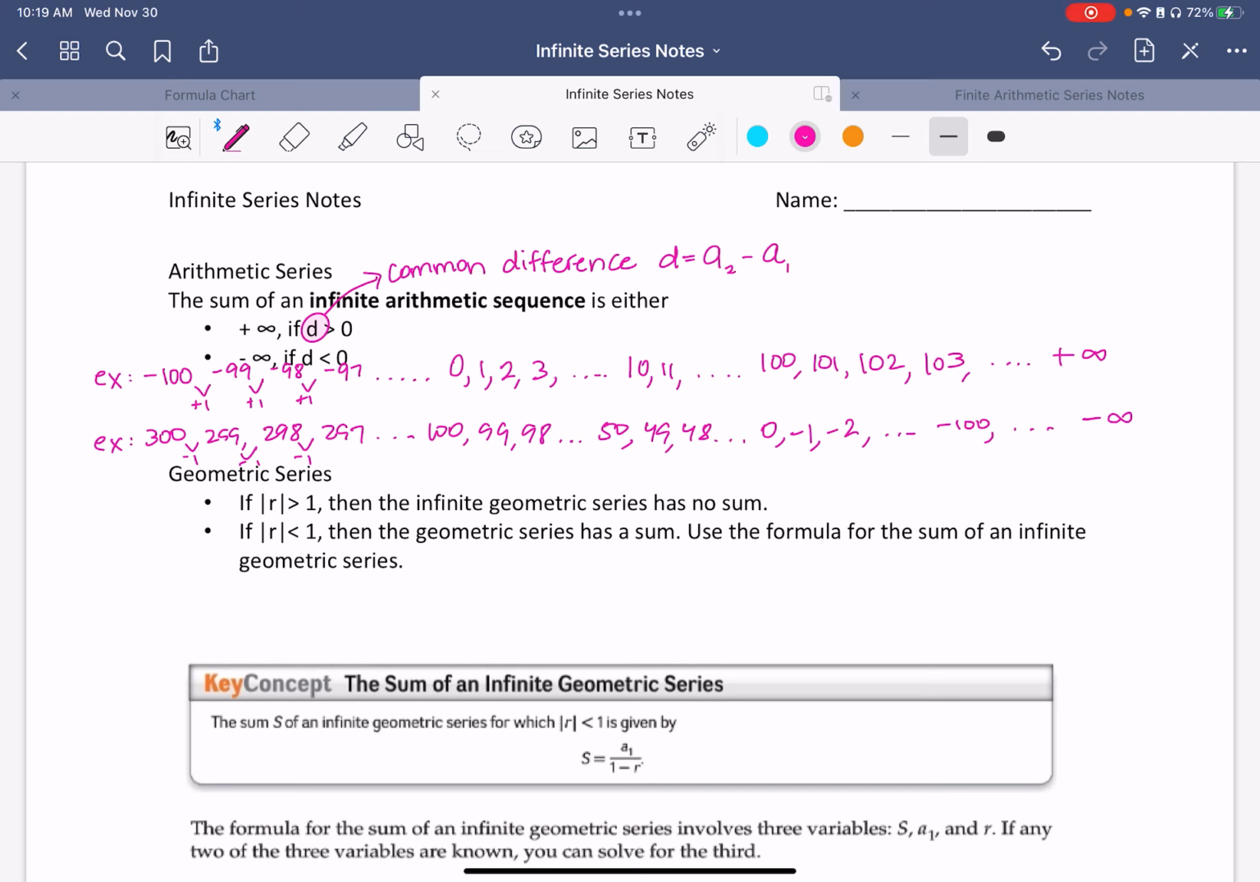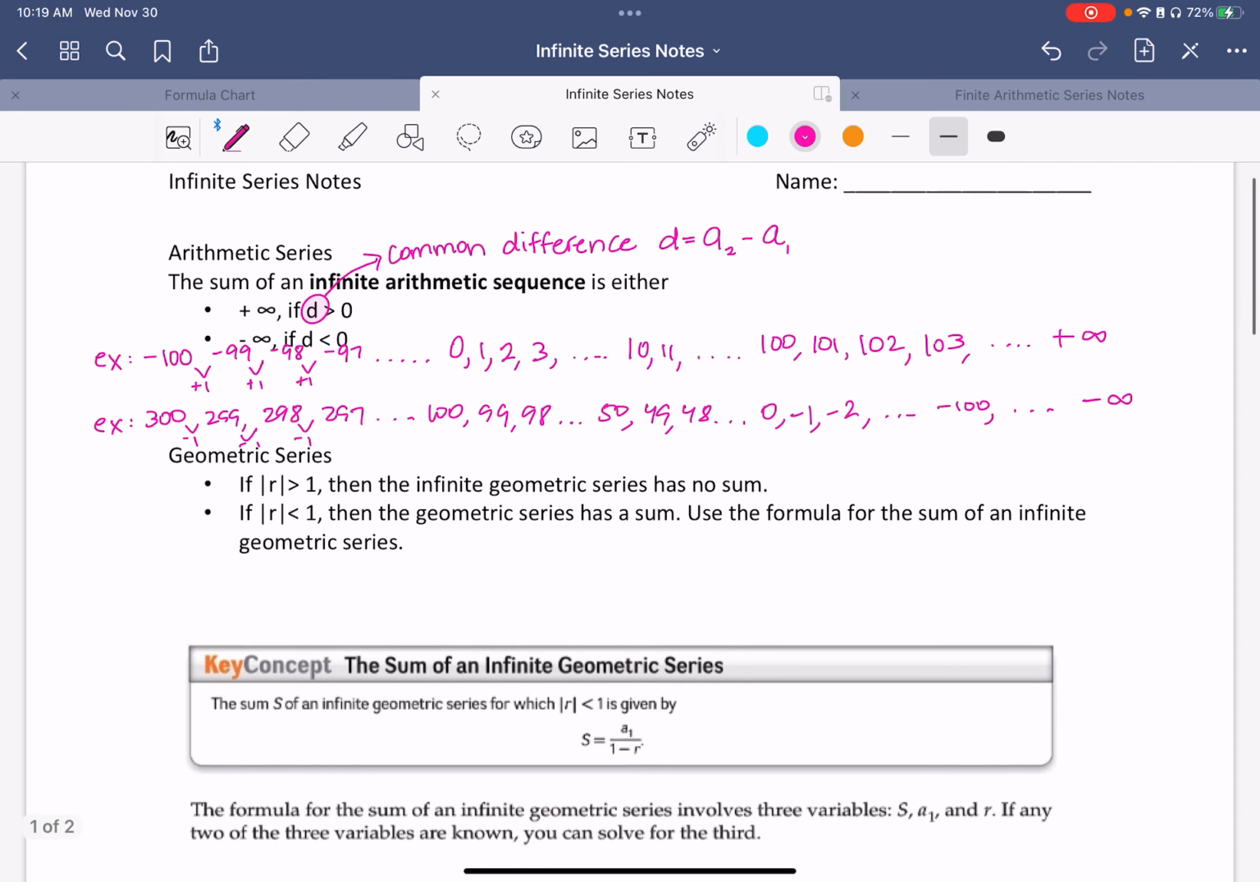Okay, so the rule here is if you're adding a number and your common difference is greater than 0, you're going to go towards positive infinity. If you're subtracting a number, you're going to go towards negative infinity. And those are your only options.